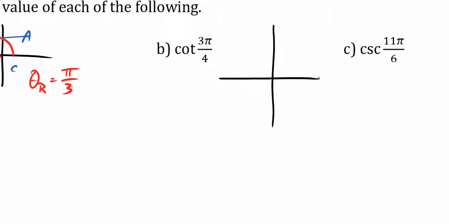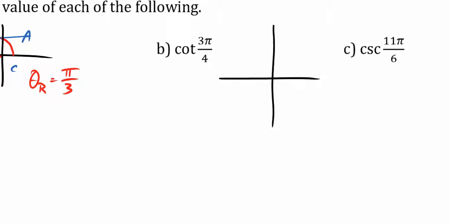3 pi by 4. How did we think about it in the last example? I thought about a whole pi. This is less than that, right? So what quadrant am I going to be in? What's my related angle? That's what we're working at.